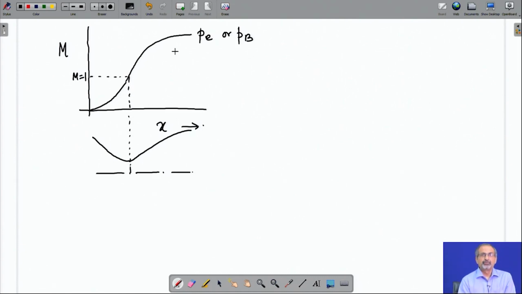And if you have an isentropic flow beyond the throat where the flow can accelerate further, this is the supersonic branch of the flow. This is the subsonic branch, and remember that this branch is now frozen.